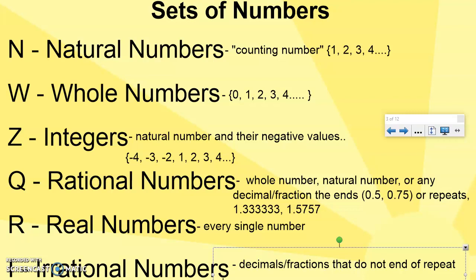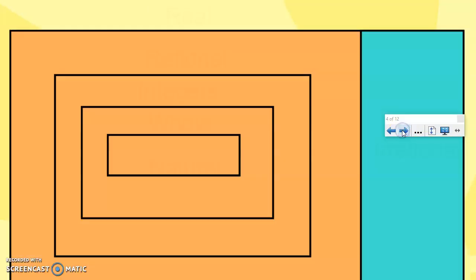So again, the rational numbers are the prettier decimals. They end or they repeat in a nice pattern. The irrational numbers are the ones that do not end or repeat, and something like the square root of 3 or pi would be a good example for that. So those are the classifications we're going to discuss in here.